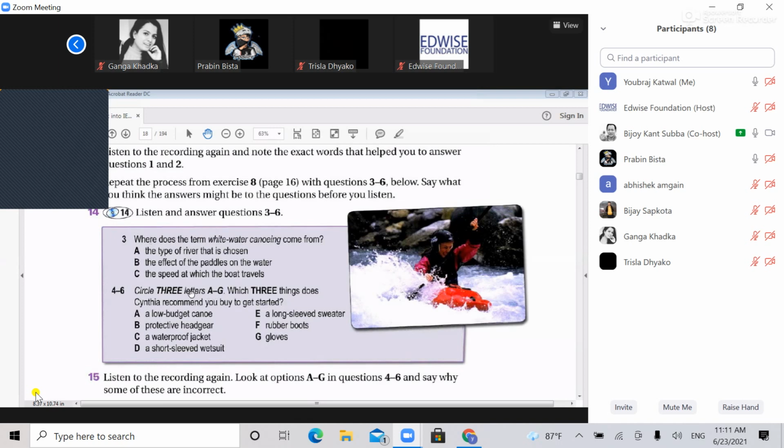Which 3 things does Cynthia recommend you buy to get started? B, C, and G. Protective headgear means you need a good quality helmet. Helmet, yes. Good quality helmet when it's protective headgear. So that's D.